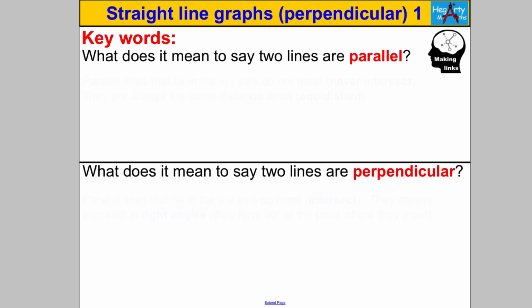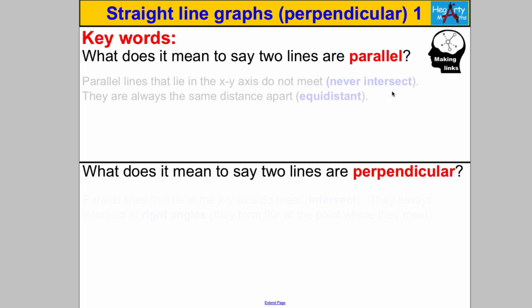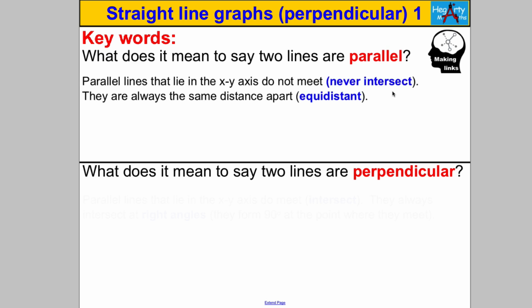Right, then lastly, I need to talk about some key words for us. We know what it means for two lines to be parallel. Can you remember? So copy this down. Parallel lines must lie in the same plane, and parallel lines never meet. They never intersect. That's the word for do not meet. They are always the same distance apart, and that's called equidistant.